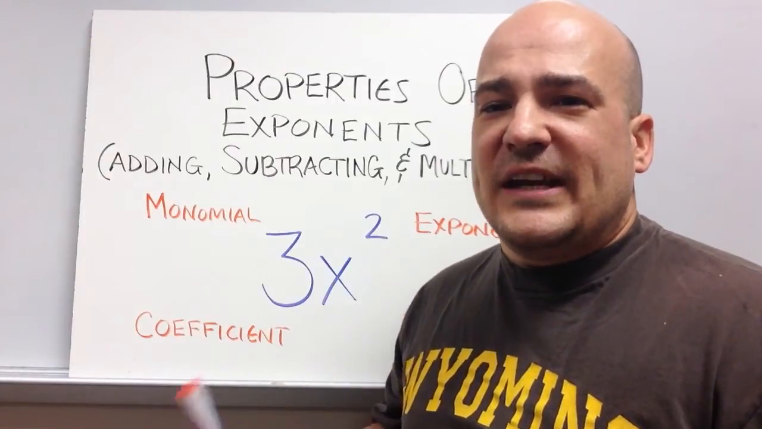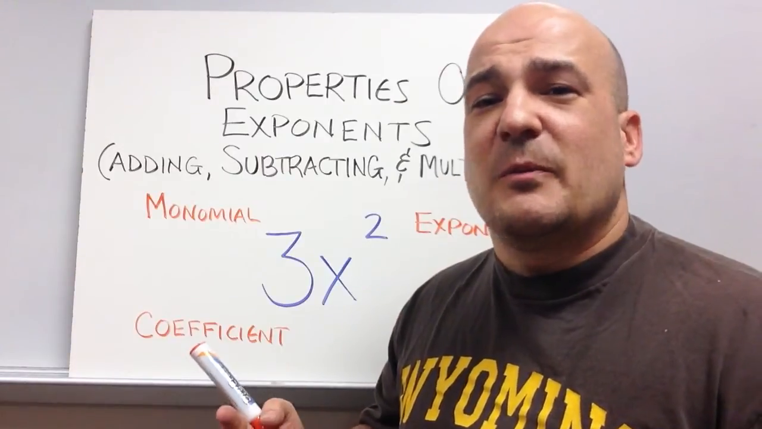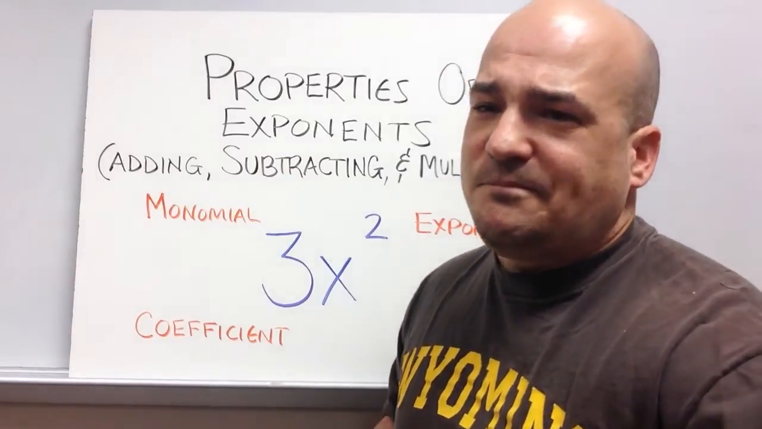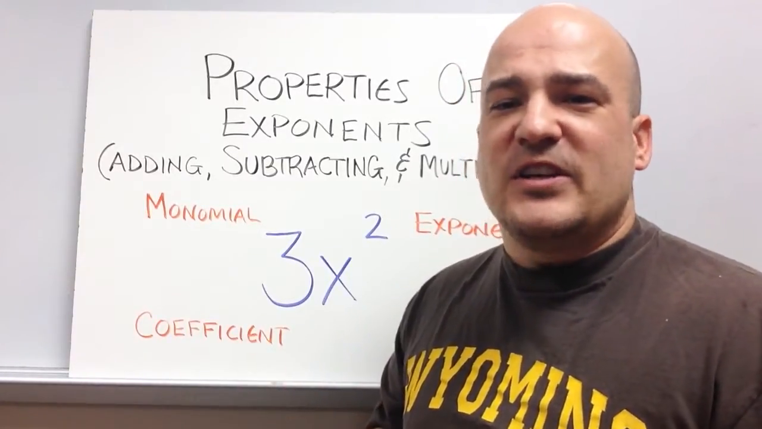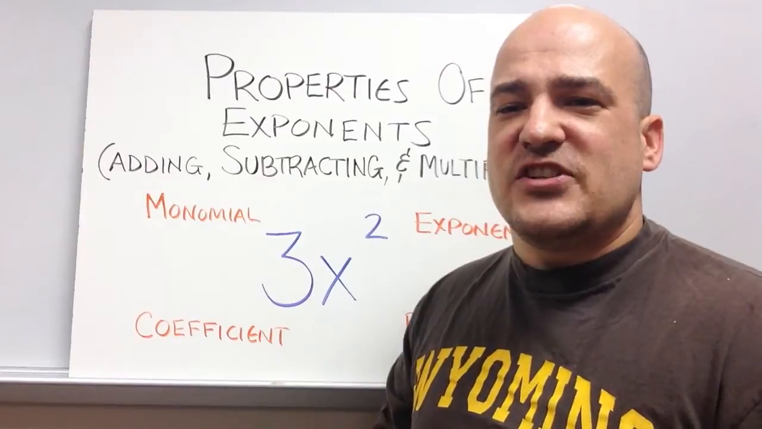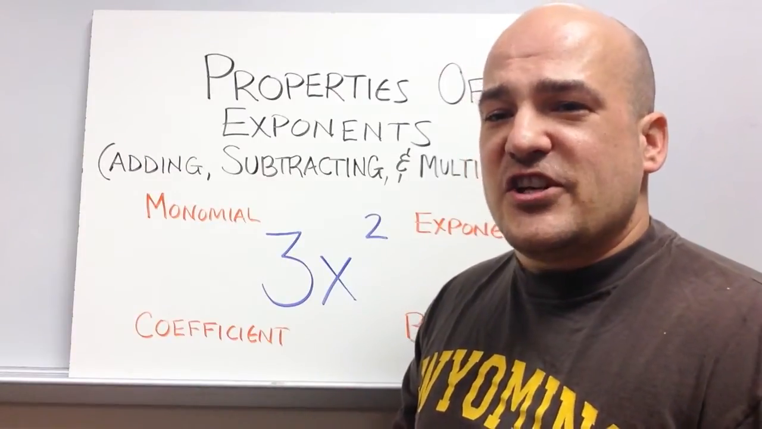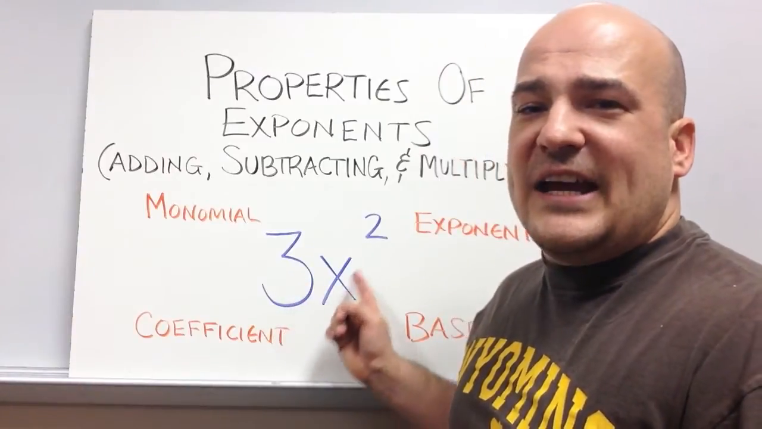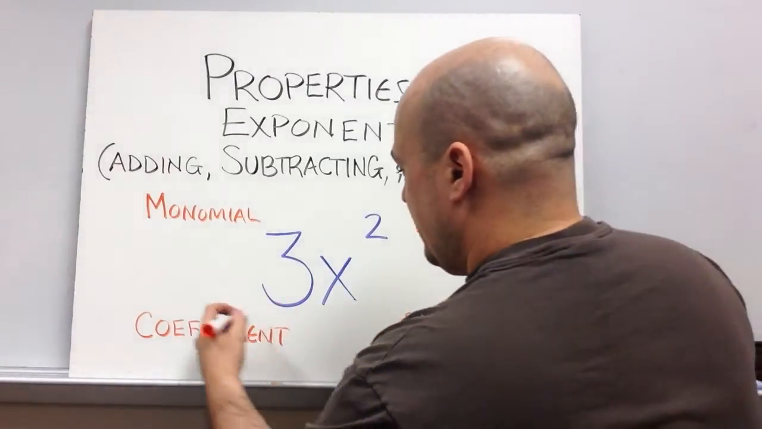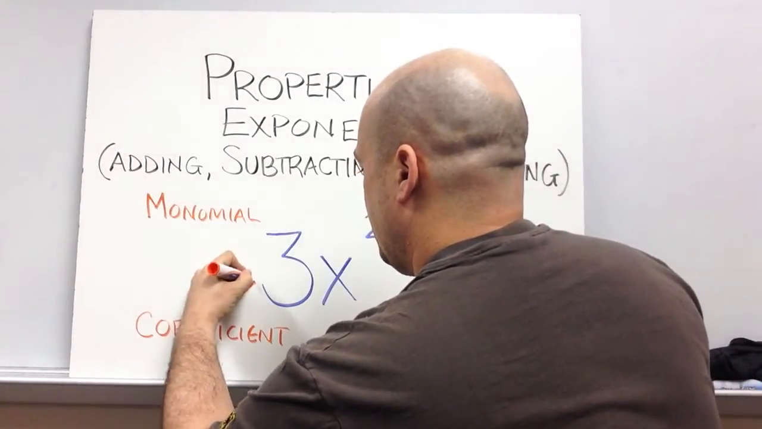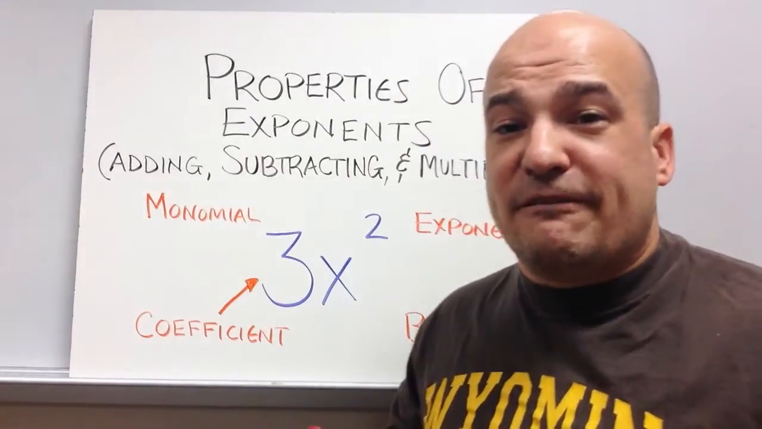Before we can get too far into these properties of exponents, we need to clear up some terminology and get the right vocabulary out there so you know exactly what I'm talking about when I talk about all these weird words. The first thing you need to know, and we've talked about it before, is the coefficient. If you have a number like 3x squared, the coefficient would be the 3. That's the number in front of the variable.